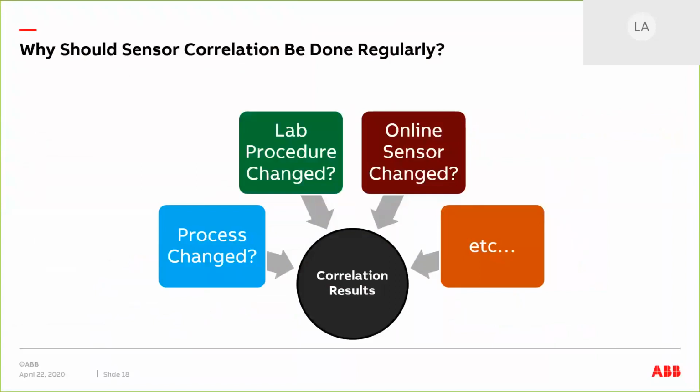Okay, so sensor correlation should be an ongoing process. Now the frequency could be different from mill to machine. So really the main thing is you don't set it and forget it.